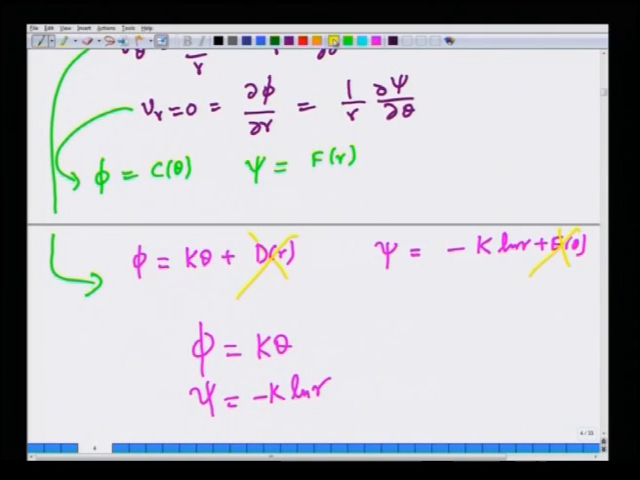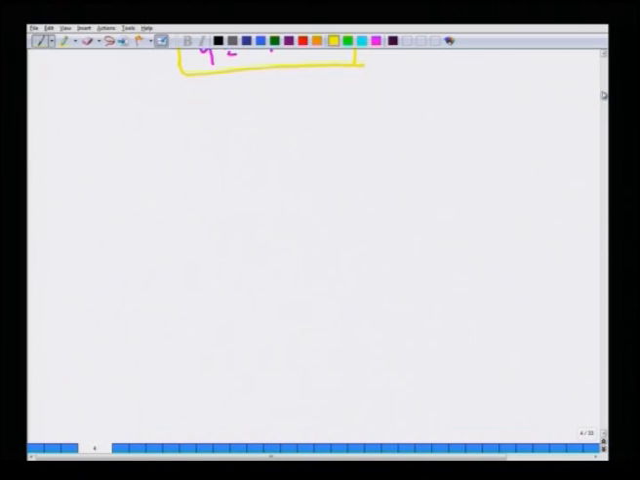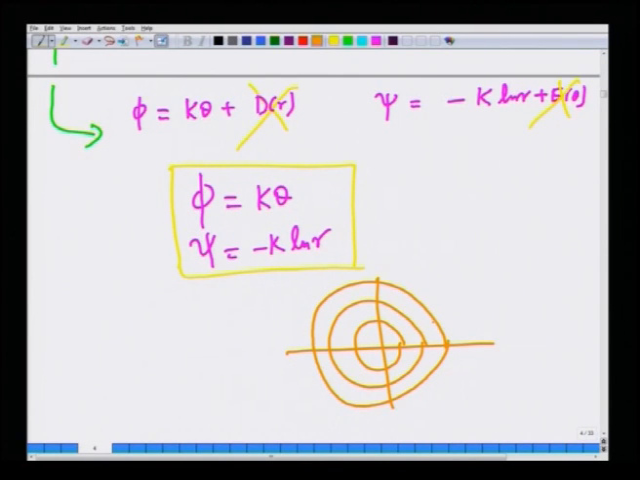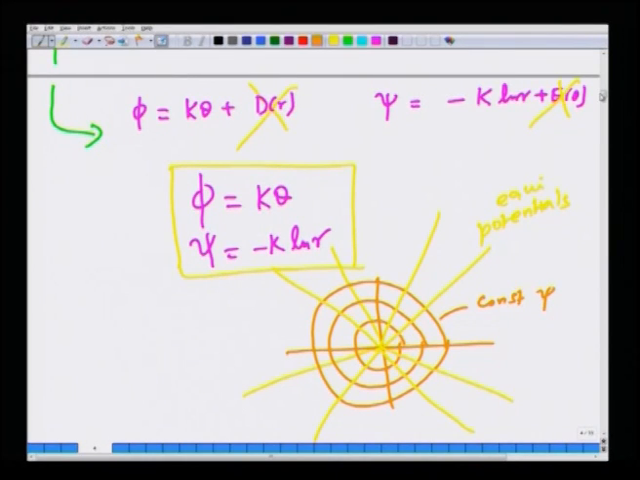These are the potentials and stream functions for a line vortex. So, if you look at the expressions, we can finally draw what the potentials and stream functions are. Stream functions are lines of constant r, so they are circular in 2 dimensions, and potentials are lines of constant theta, so they will be radially outgoing lines. These are equipotentials, and these are constant psi lines. So, these are three fundamental solutions of potential flows, simple solutions of potential flows.